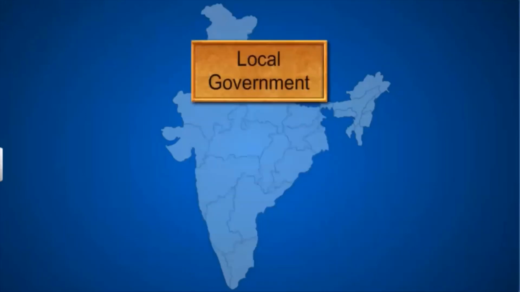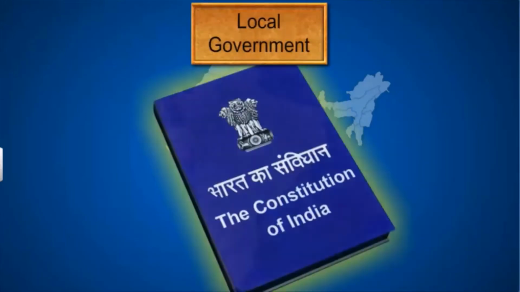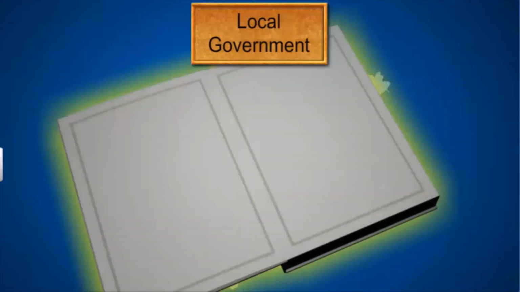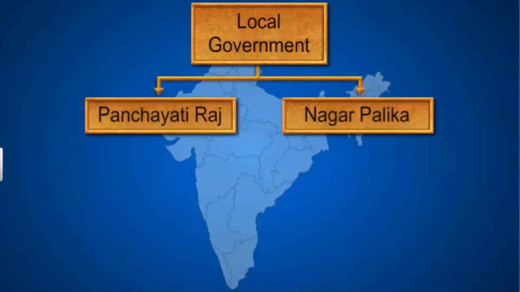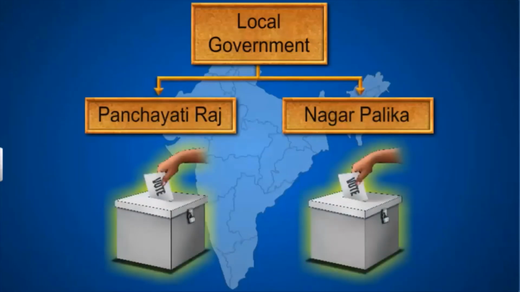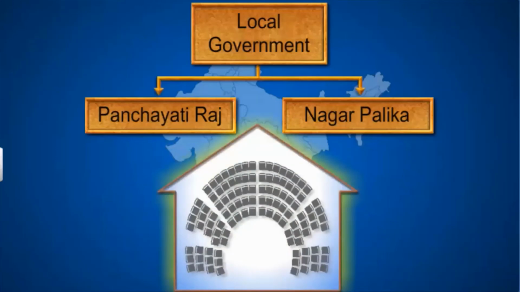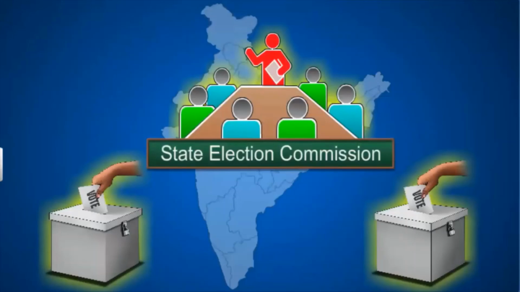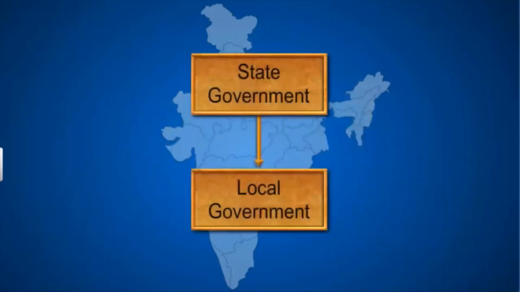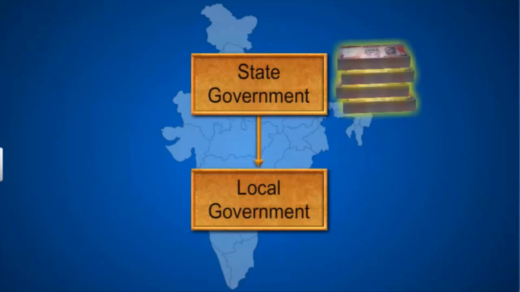To strengthen the local government and make decentralization more effective, several amendments have been made in the Constitution concerning the Panchayati Raj and the Nagar Palika or municipality. According to these amendments, it is mandatory to hold regular elections for local government bodies. Seats are reserved in the elected bodies for the scheduled castes, scheduled tribes and other backward classes, and 1/3 of all positions are reserved for women. An independent state election commission has been created in each state to conduct panchayat and municipal elections. Moreover, the state governments are required to share some powers and revenue with local government bodies.